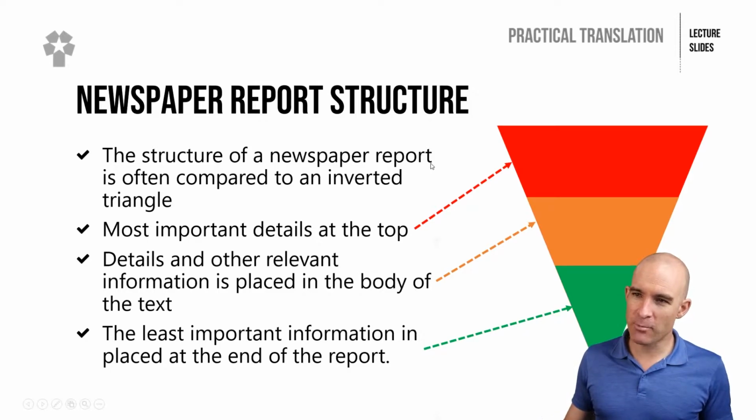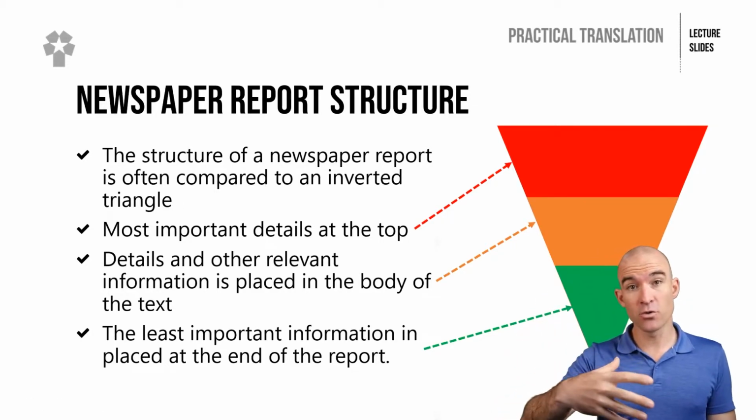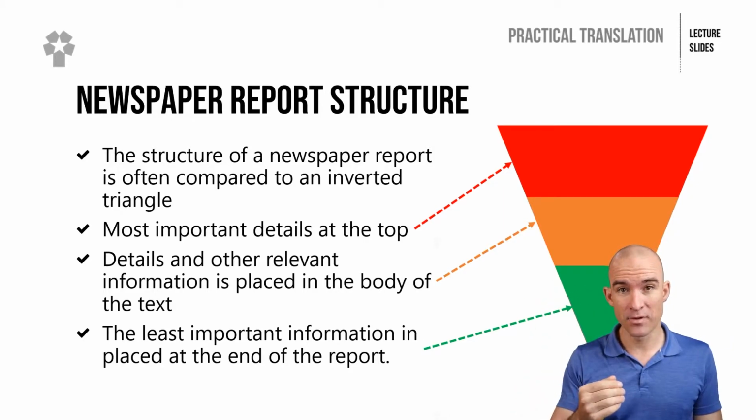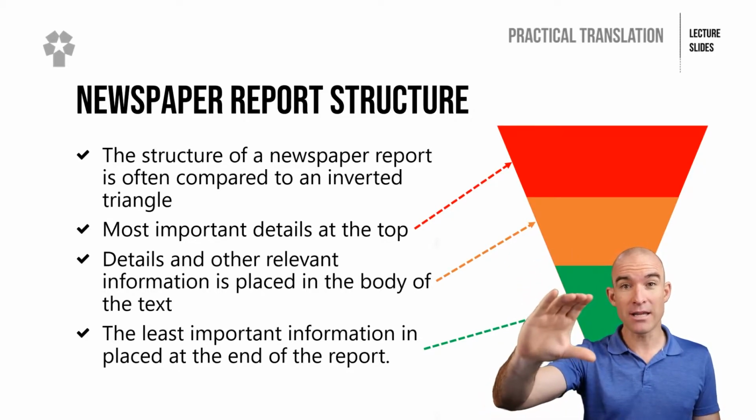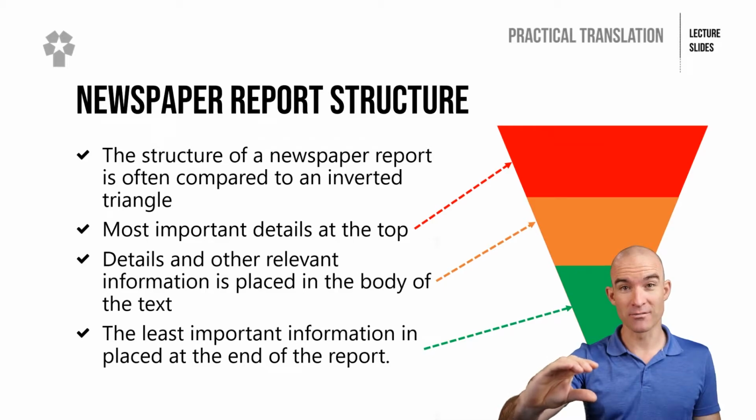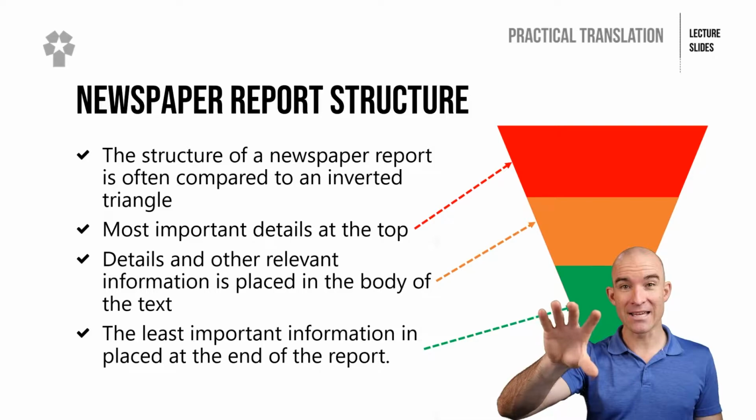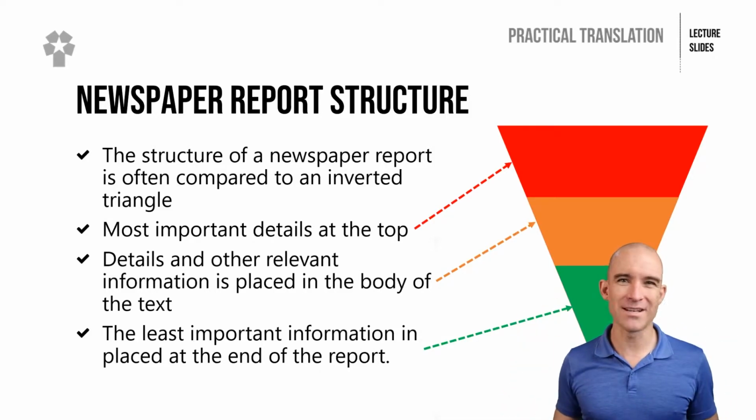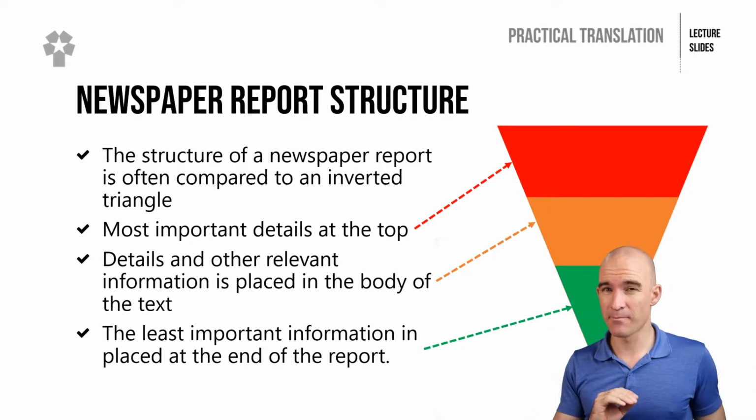Now, you may have seen this before, but a newspaper report structure. The structure of a newspaper report is often compared to an inverted triangle. Now, in other classes, you probably have learned how to write an essay. An essay, you give an introduction, then you have the body, and then you have a conclusion. So you say what you're going to say, you say it, and then you say that again. That's the general structure of an essay. However, a newspaper report is different.